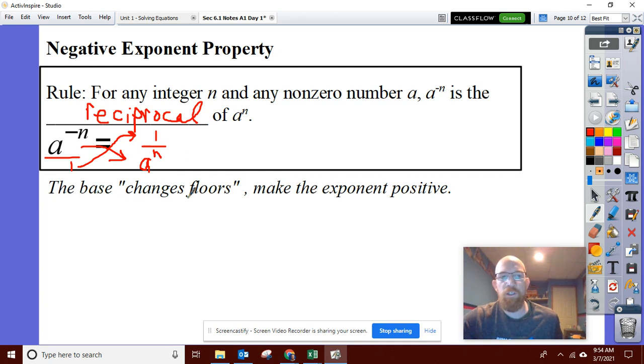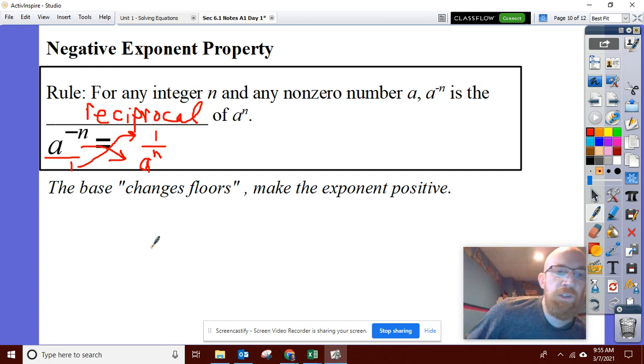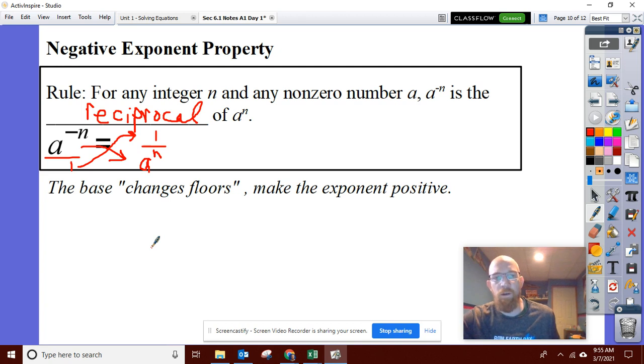So the base changes floors, make the exponent positive. Okay. So it basically goes from the top to the bottom floor, or from like the basement to the attic, whatever you want to say. And it changes it from negative to positive. The sign changes. And we've covered this already. This should be a review. If you don't have this in your notes, please ask the teacher now to pause the video and make sure you write it down. Let's look at some final examples here.